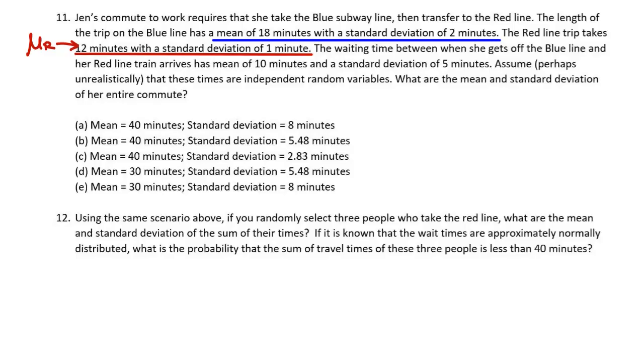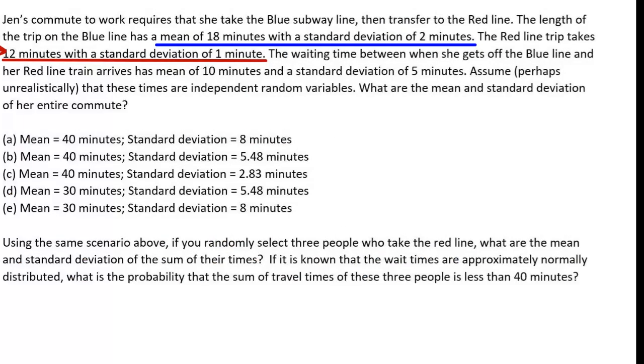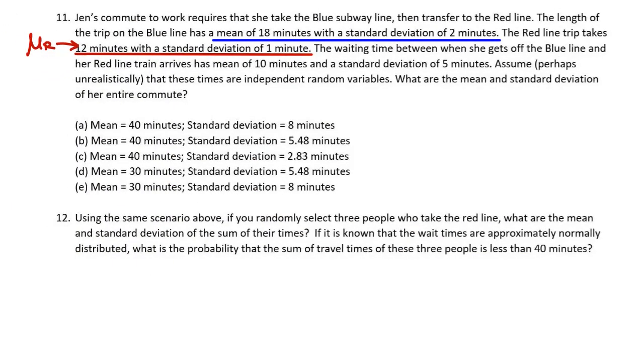And because she doesn't show up, get off the blue line, and get right onto the red line, she has waiting time between when she gets off the blue line and her red line train arrives. And it has a mean of 10 minutes and a standard deviation of 5 minutes.